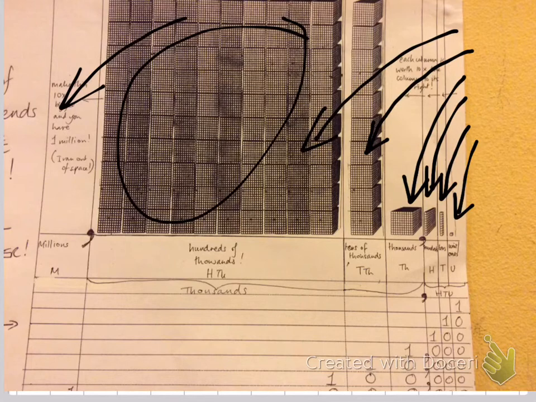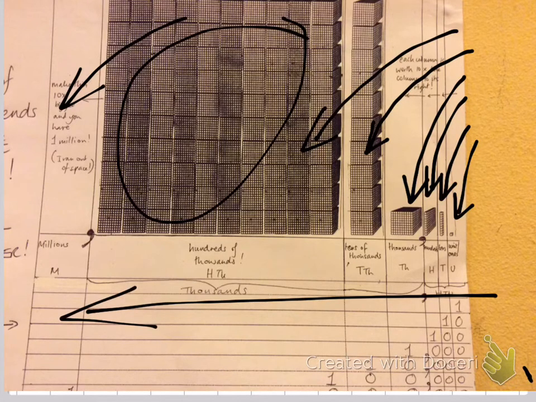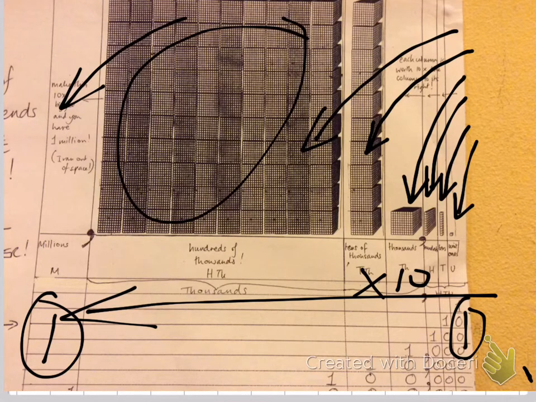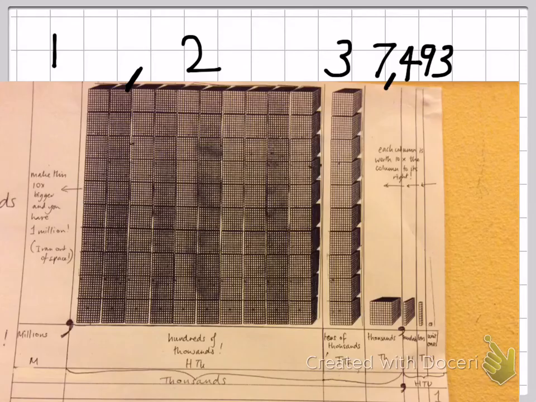So all the way through, every time you move one column to the left, things get 10 times bigger. And that's why place value means that the value of each digit depends upon which place it is in. A number 1 in this column over here is worth a lot more than a number 1 in that column over there. Right, moving on again.